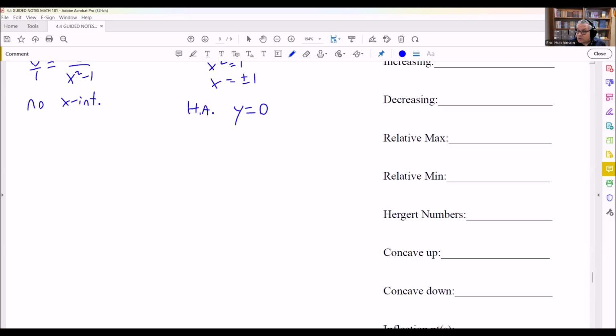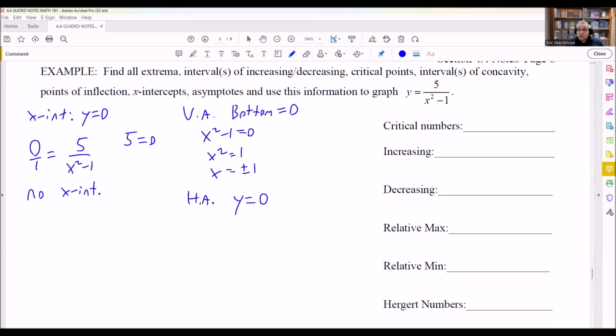That's kind of pre-calculus work. Let's jump into now actually finding the critical numbers. For critical numbers, we need the first derivative. Now, the way this one is written here, we could go ahead and use the quotient rule, and that would work out fine. What I'm going to do is rewrite this as 5 times x squared minus 1 to the negative 1 power. This was originally on the bottom, so we make it a negative exponent. And then we can do this completely using the chain rule. Then we don't have to use the quotient rule.